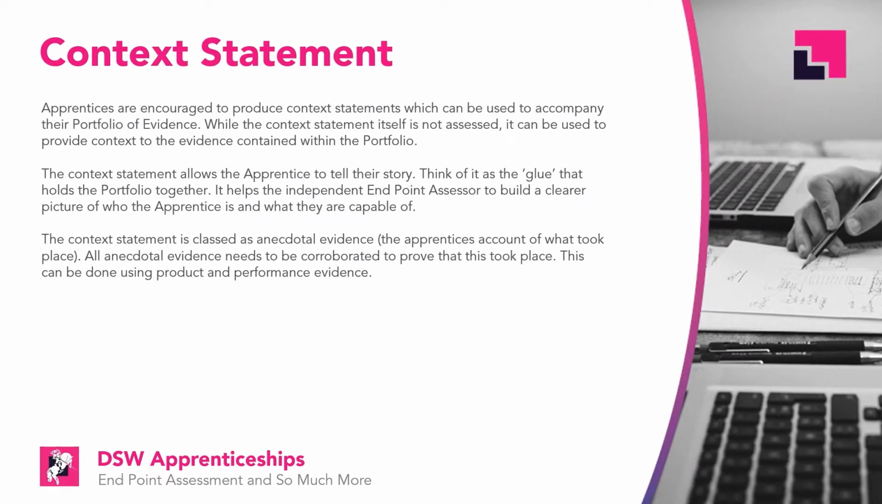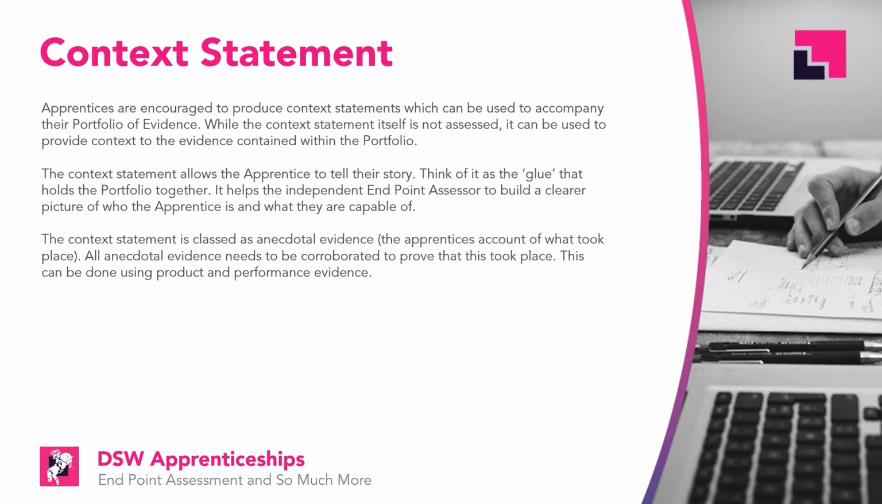Context statement. When we refer to a context statement, we want to know what the apprentice has done in a specific situation: who, what, where, why and when. Build a picture behind that situation and pull on pieces of product and performance evidence which demonstrate exactly what's been done in relation to the context statement. It's a great way for apprentices to bring all of their evidence together and give a more rounded picture of what they're capable of.